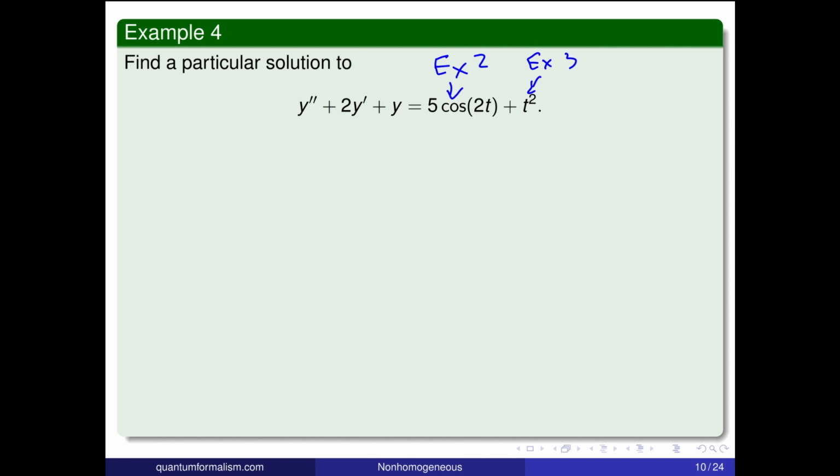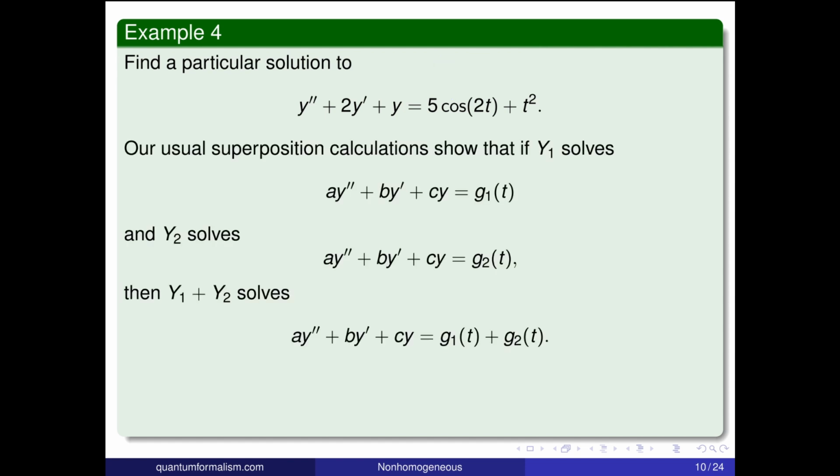And so the trick is that we can just add the 2 particular solutions that we got already together to make this new particular solution. And the reason for that is exactly the same kind of superposition calculation we've done already, right? So the left-hand side of this differential equation is a linear operator on y. So when we add the 2 solutions together and plug that in, we just add the right-hand sides.